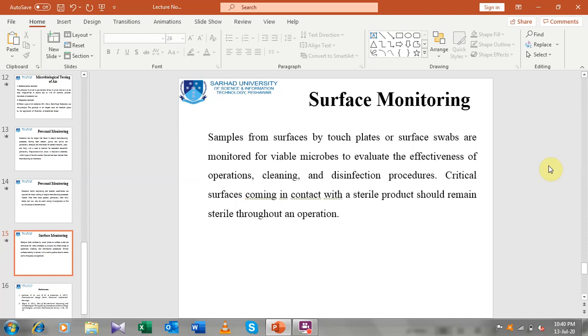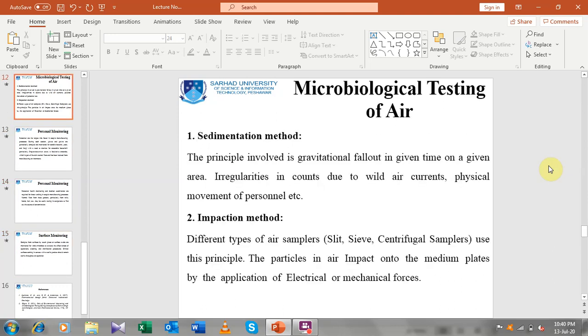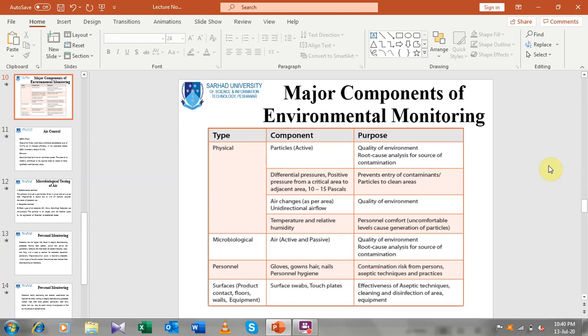The next one is surface monitoring, that is, how we will check the surfaces. I have told you about surface monitoring. You can see in the table the last one, that is the surfaces: product contact surfaces, floors, walls, equipment. This is the type of surfaces. These surfaces should be checked, and the components of that are surface film, swabs, and touch plates.